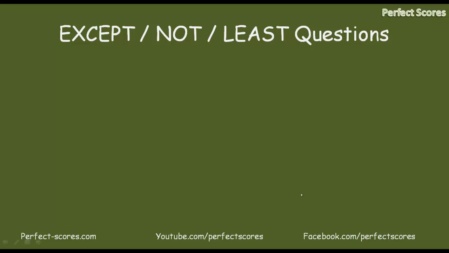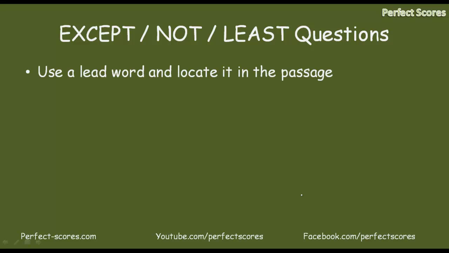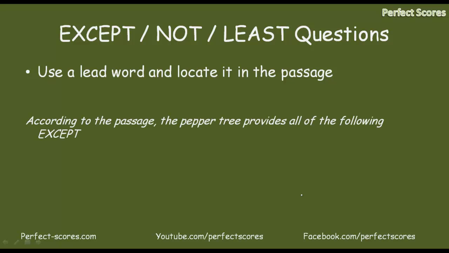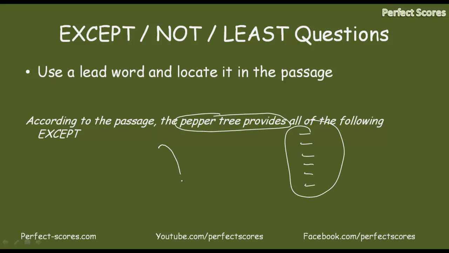The next is except, not or least questions. Again, you use a lead word and locate it in the passage. For example, according to the passage, the pepper tree provides all of the following except. So your lead words are pepper tree provides. So go to the information given in the passage and find out what all it provides, and see which one of the options does not match any one of these. That will become your answer.